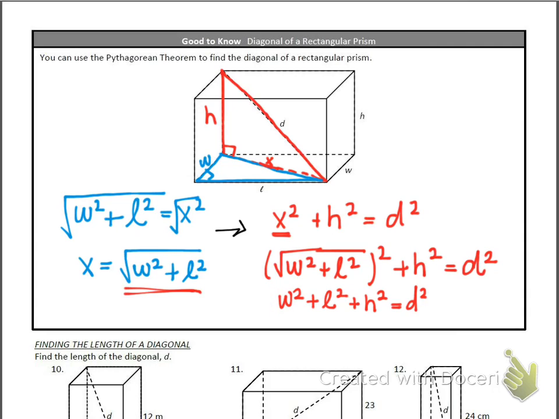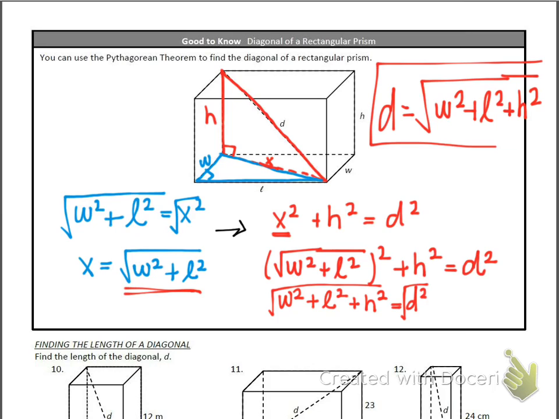And actually, we could take it one step further. Before you put a box around it, what's one step further we could do to get the D by itself? Not cube root, square root. Oops. Sorry. You could also square root both sides. So then, nice and big, let's put D equals the square root of W squared plus L squared plus H squared. So basically you square all the parts, add them together, and then take the square root. And that's going to give you the diagonal. We're just going to do one of these.